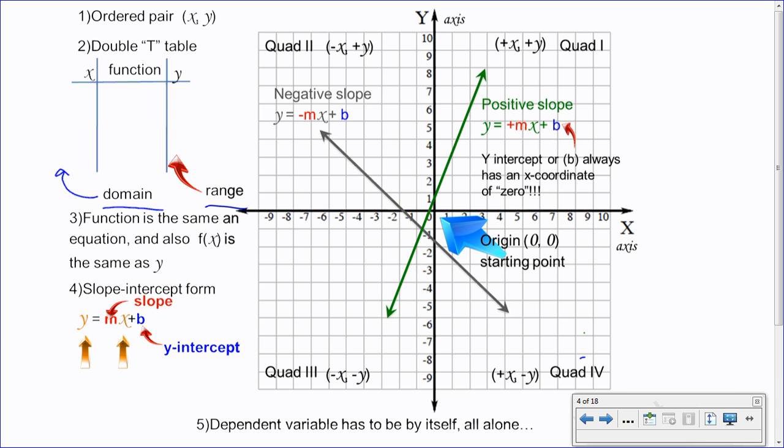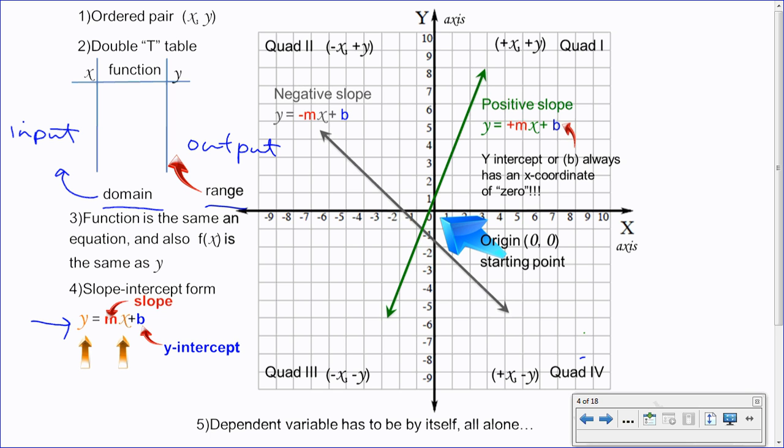What's another term that we talked about that can be used for domain? Inputs. Good. So range would be outputs. Okay, function goes right in the middle. A function is basically just a fancy term for your equation, or in most cases for that right there, which is called what? Slope-intercept form.